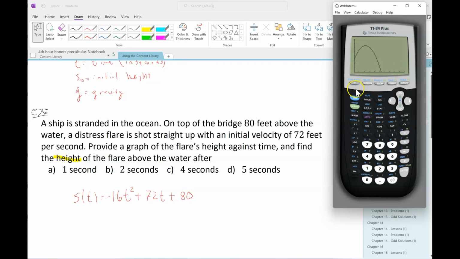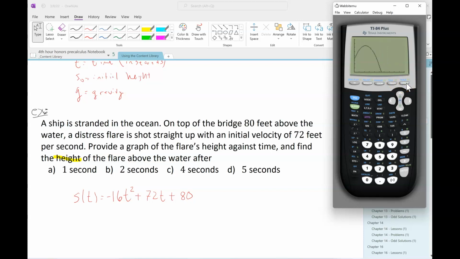Okay. And if I want the value at those specific times, if I press second and graph, I open up the table, and I can just copy down at 1 second. It's 136 feet up. At 2 seconds, it's 160. At 4 seconds, it's 112. At 5 seconds, it's 40. And those are above the ocean, obviously. Right? So, easy, no problem.